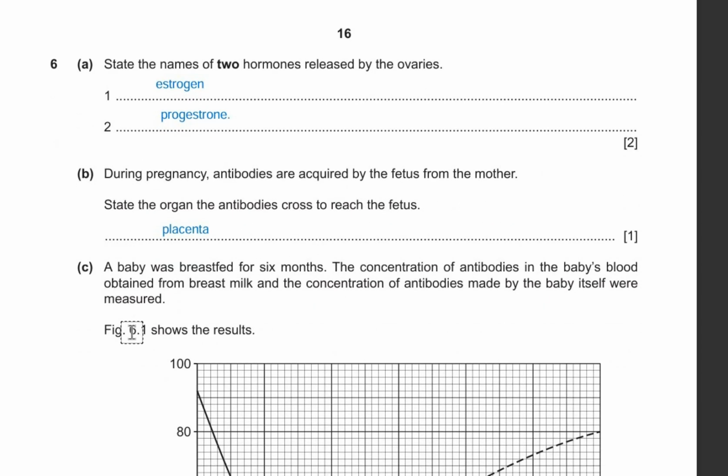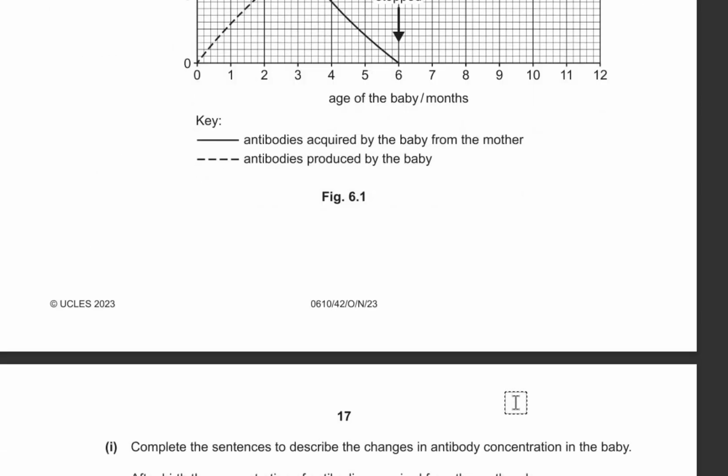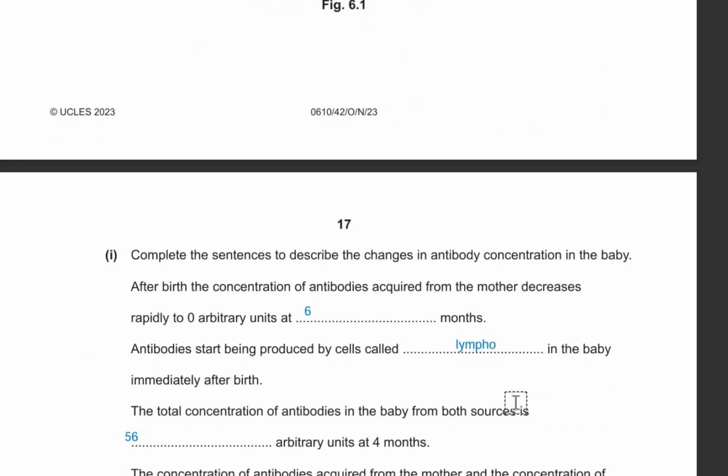Alright. Part C says a baby was breastfed for 6 months. The concentration of antibodies in the baby's blood obtained from breast milk and the concentration of antibodies made by the baby itself was measured. The results were recorded in the graph. As we can see, till 6 months the breastfeeding was stopped and the concentration of antibodies from the mother in the baby's blood was decreasing. And as it was decreasing in the blood, the baby's own was increasing, so it increased maximum till 12 months. So they're asking to complete sentences to describe the changes.